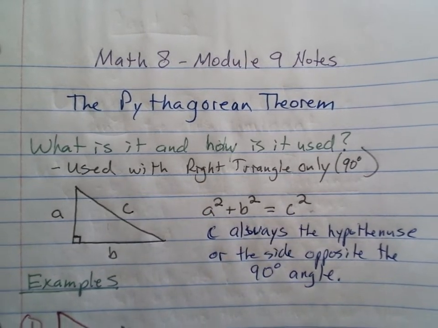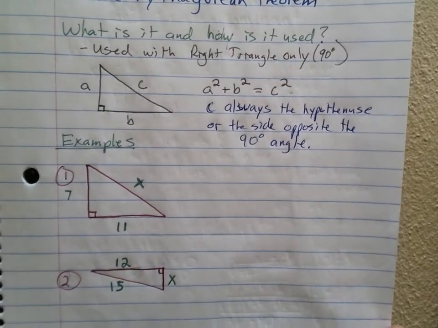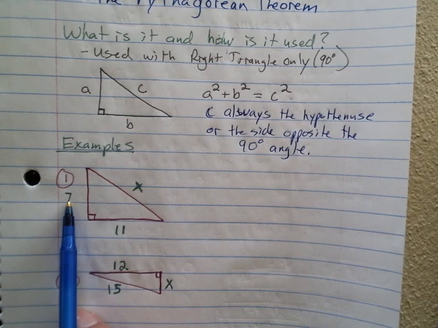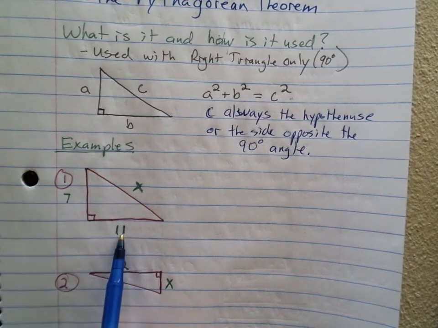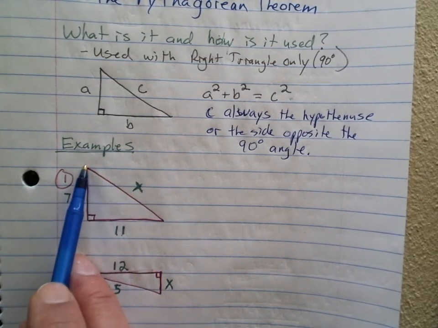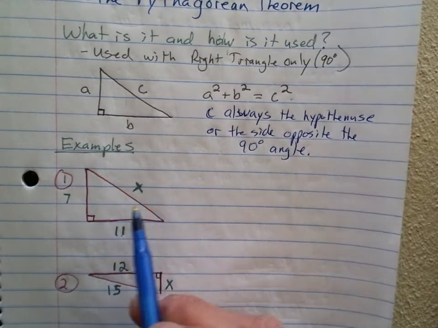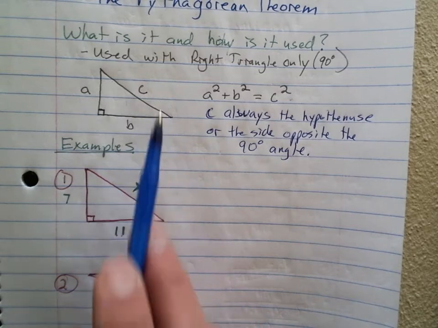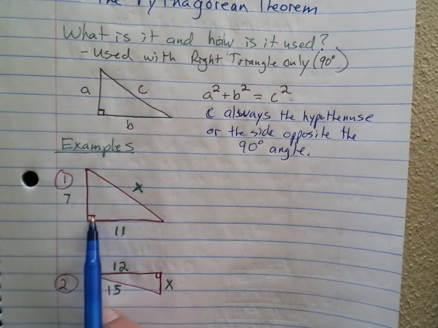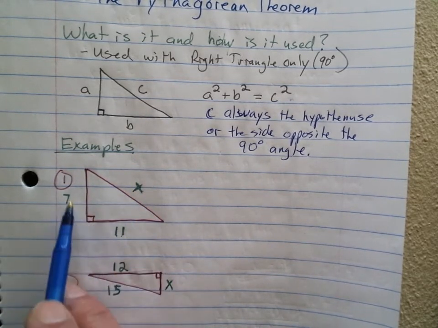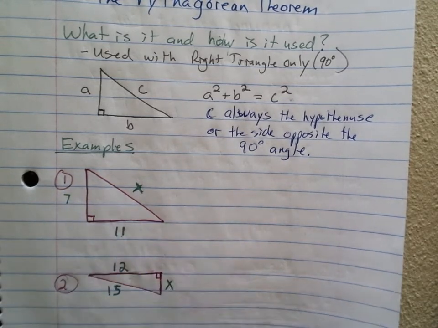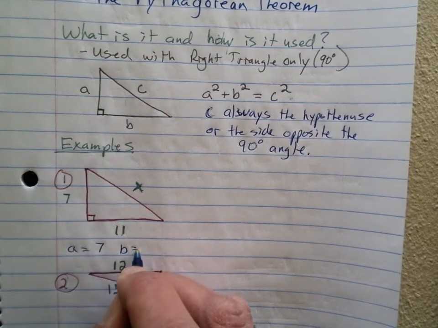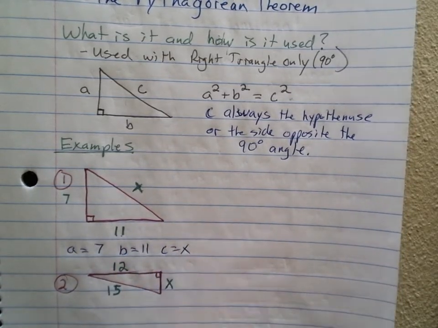Now, let's do a couple examples. All right, so first example. I have my right triangle. I have a length of 7 on one side, a length of 11 on the other side, and then I want to find this side here. Now, when I compare, that's going to be the C. All right, that's the hypotenuse. It's the side opposite the 90-degree angle. We can call this side A and that side B. So underneath, I'm just going to say A is 7, B is 11, and C is X, okay?